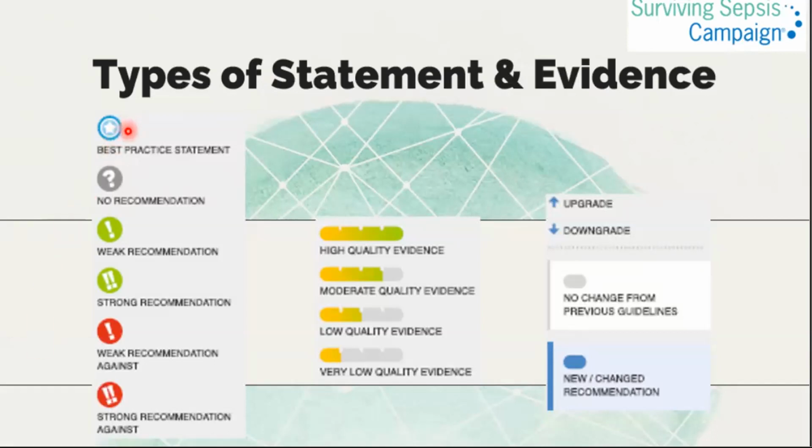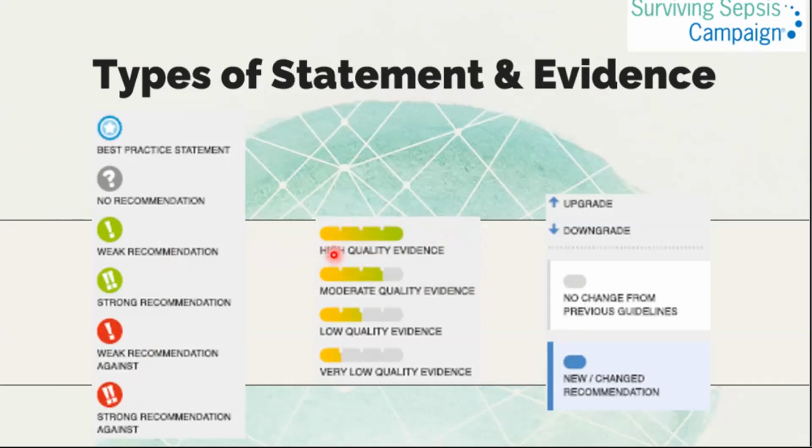So this white star with a blue background is a best practice statement. Question mark is no recommendation. The one with the green background is strong recommendation for. The one with red background is recommendation against. One exclamation mark is weak recommendation. 2 exclamation marks strong recommendation.